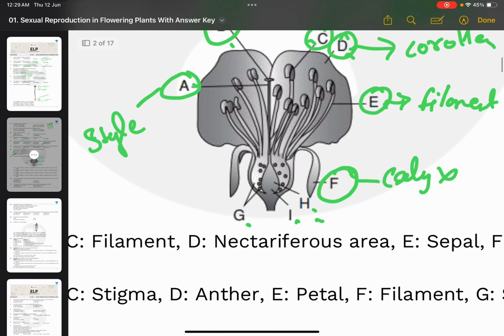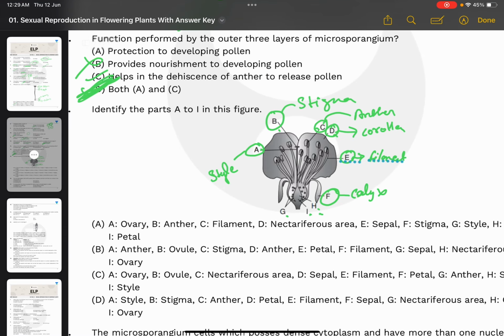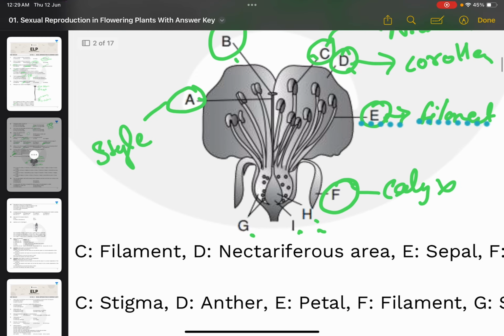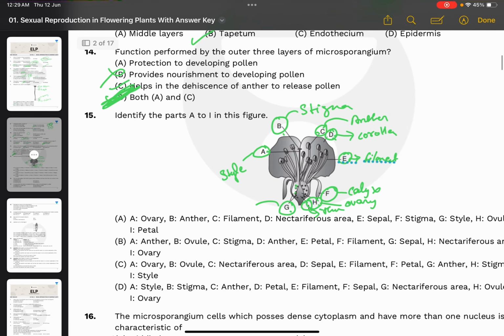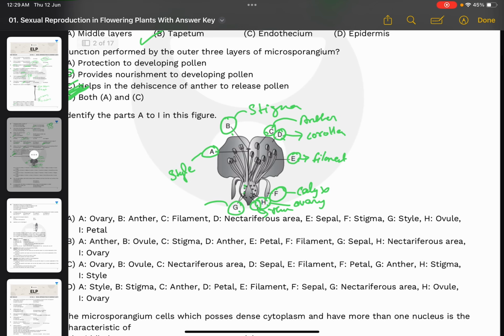What is H? H is the ovary. I was a little bit confused about where I should write, I think I write it here. The I part is what we call the thalamus. These structures are what we call pollen grain, I think. G, nectiferous area. Yeah, let us say nectiferous area.